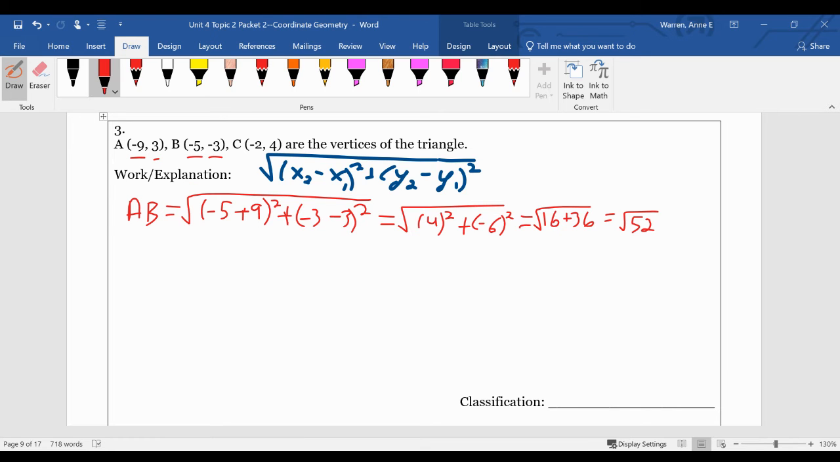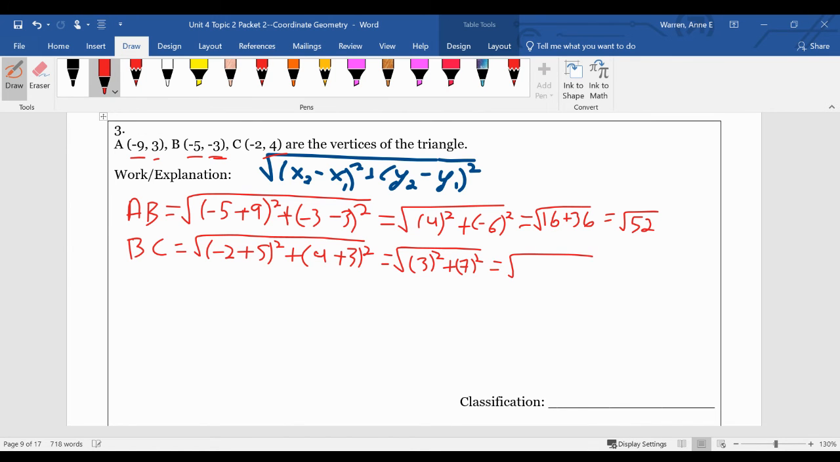Okay, so to check our work for BC, I'm going to do the same exact thing, but this time I'm plugging in the coordinates from C and B. So I would take -2 minus -5 squared plus 4 minus -3 squared, which evaluates to 3 squared plus 7 squared, which comes out to root 58.